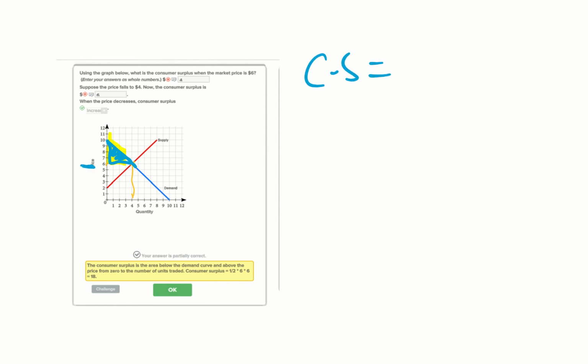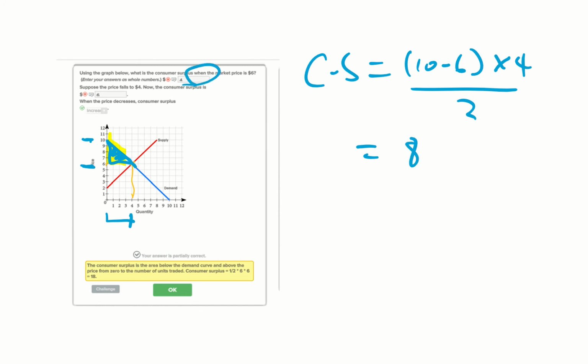So from 6 to 10. So 10 minus 6 times horizontal difference from 0 to 4. So that's a 4. Divided by 2. Remember, it's always divided by 2 is a triangle, right? So this would be 4 times 4 is 16. Divided by 2 is 8. That is our consumer surplus over here, okay?